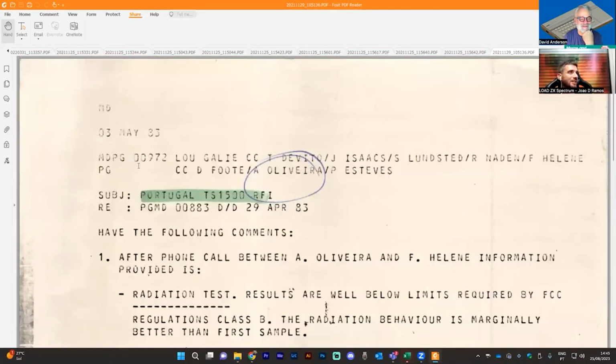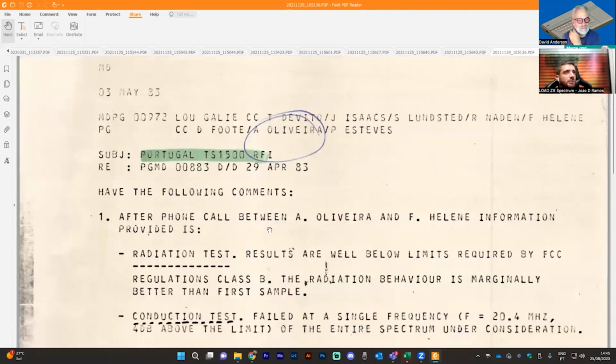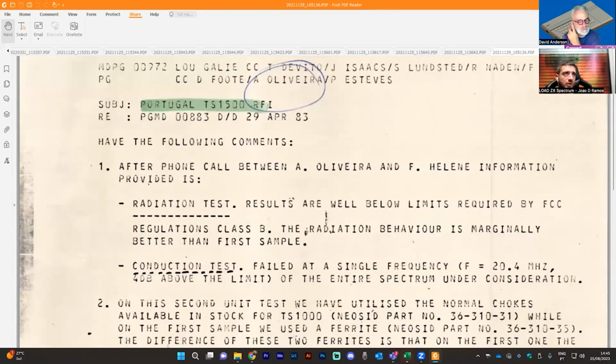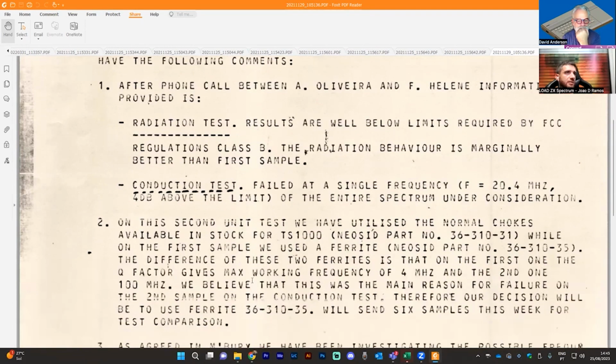Now, beginning of May, so we are a few days before, for the RFI. There was a phone call between Álvaro Oliveira and FLN. Information provided is radiation test results are well below limits required by FCC. And there was a first sample that was even worse. Conduction test failed at a single frequency. On the second unit test, we have utilized the normal chokes available in stock for the TS1000.